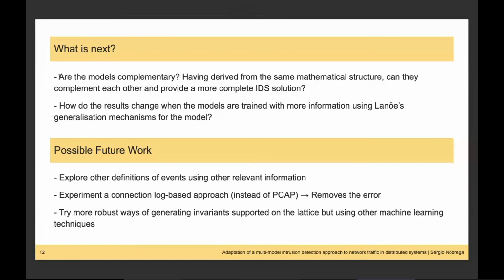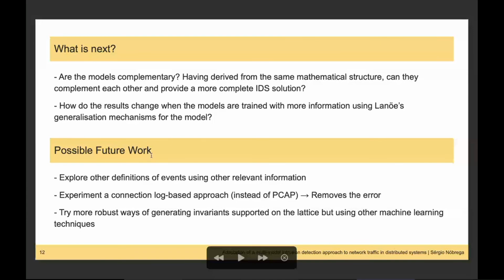And then, how do the results change when the models are trained with more data using David's generalization mechanisms for the model? David developed generalization mechanisms so that if you have multiple intermediary models, you can just merge them together with specific rules for both the automata and the invariants. I will also be trying to understand if those models behave better, because as I said in the beginning, if you have more data, you have fewer invariants, so the models are much more precise at least.